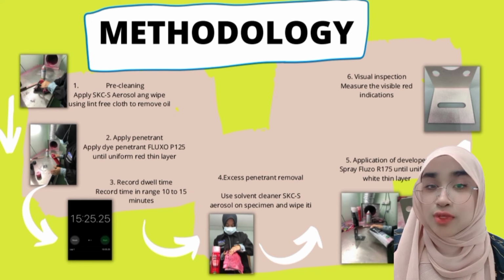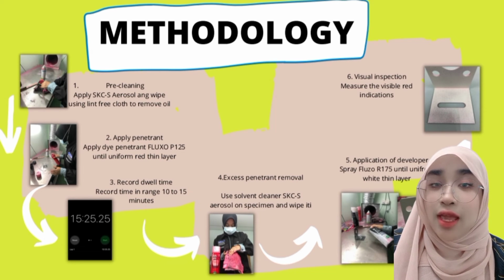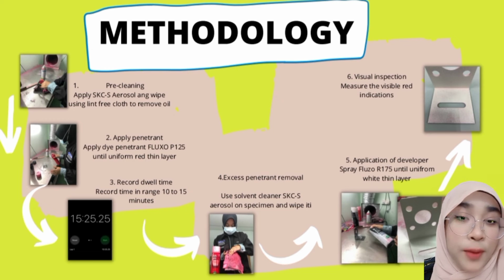Step 2, application of penetrant. Apply dye penetrant Fluxer P125 until a uniform red thin layer forms. Let it dry a moment. Next, record the dwell time. Record the time in the range of 10 to 15 minutes.